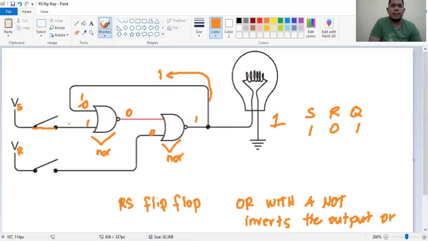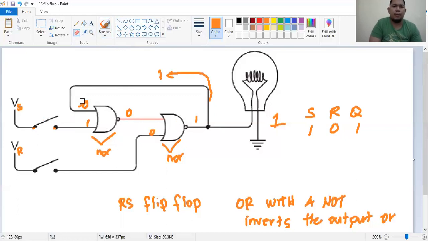Now, let's say that we chose to open. We said that such RS flip-flops can remember our last input. So let's prove that. Let's open this circuit. Let's open the switch for the set voltage source, and then let's see what the outcomes are.